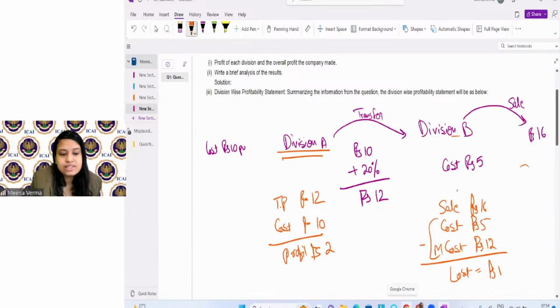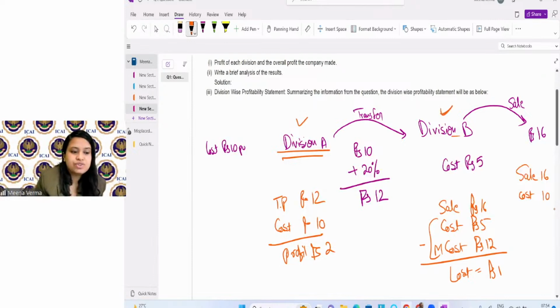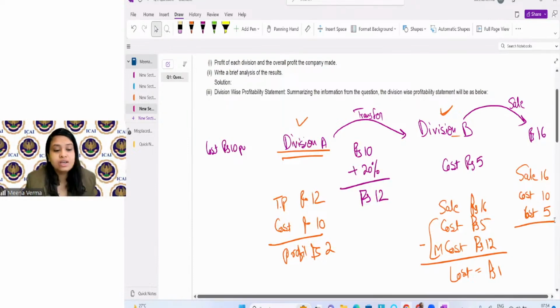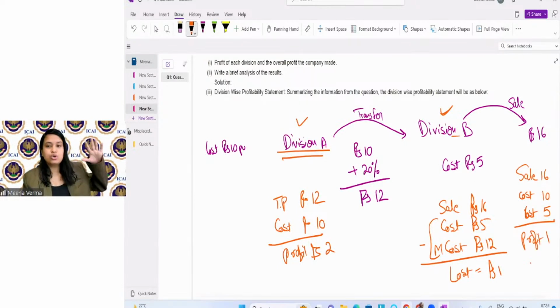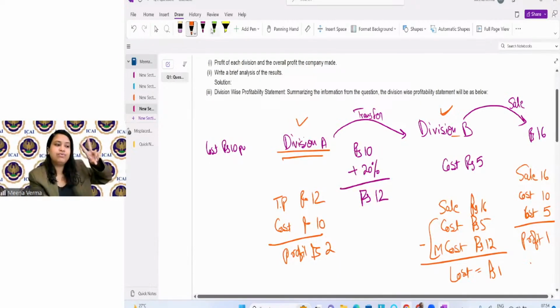So now let's take the profitability of the entire organization. The entire organization is selling the goods at rupees 16. They're incurring the cost of how much in division A? The cost in division A is 10 rupees. And the cost of division B is rupees 5. So this is the total cost they're incurring. So the overall total profit of the company is what? ₹1.